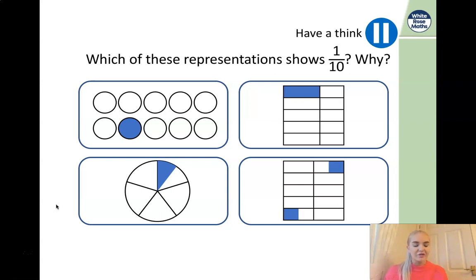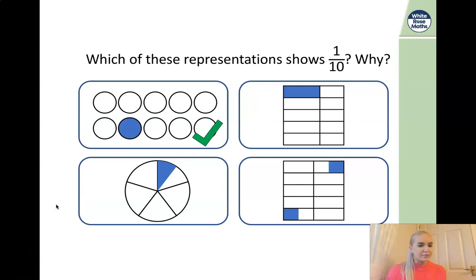Okay, how did you do? Did you notice that on the first option there are 10 circles. All of them are equal. They have equal sizes, equal shapes. And one of them is shaded in. So 1/10 is represented by this first shape. So that one is correct.